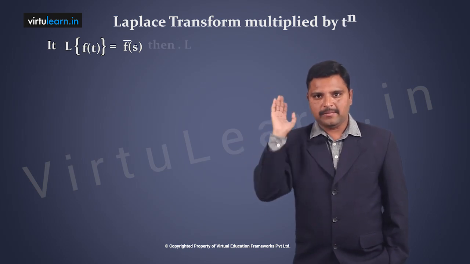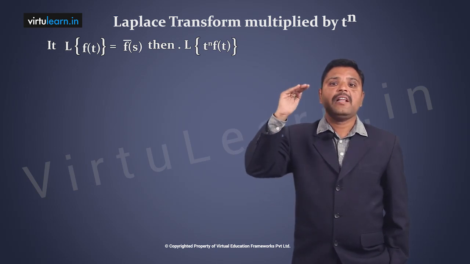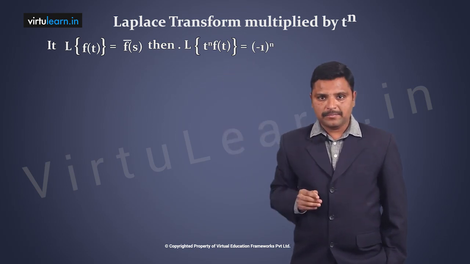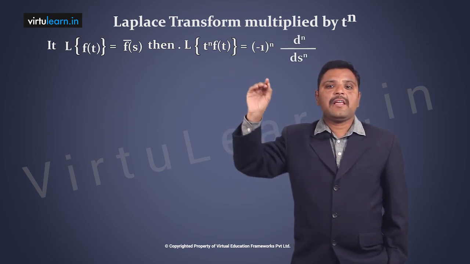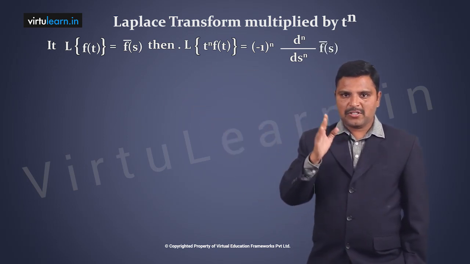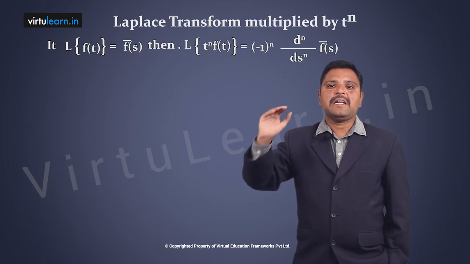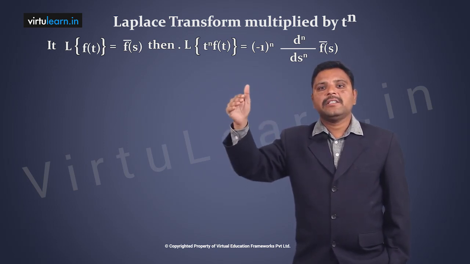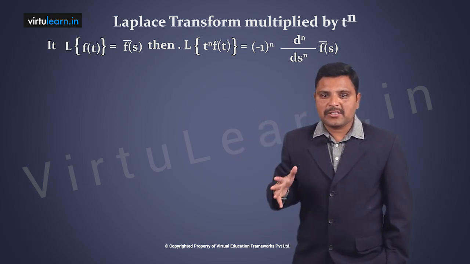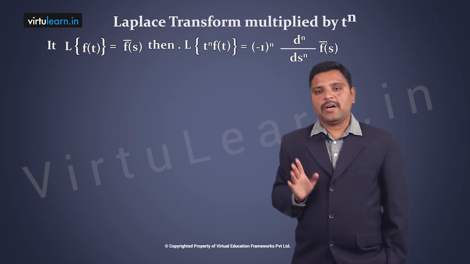Then the Laplace transform of t power n into f of t equals minus 1 whole to the power of n, d power n by ds power n of f bar of s. Once again, Laplace transform of t power n into f of t equals minus 1 whole to the power of n, d power n by ds power n of f bar of s. Meaning we are doing differentiation with respect to s, n times. That is the formula.